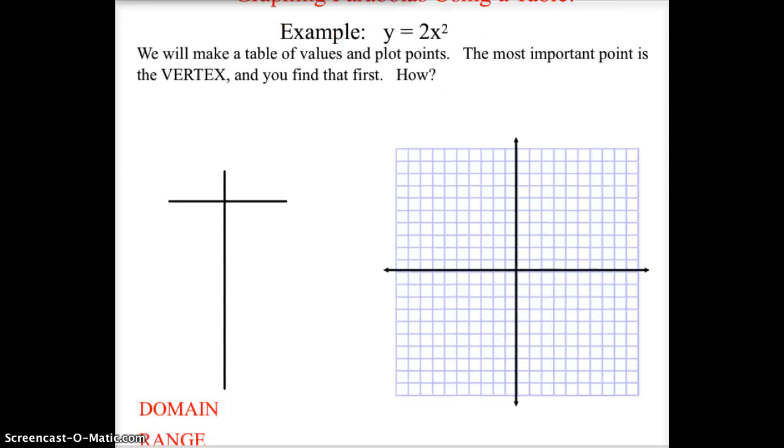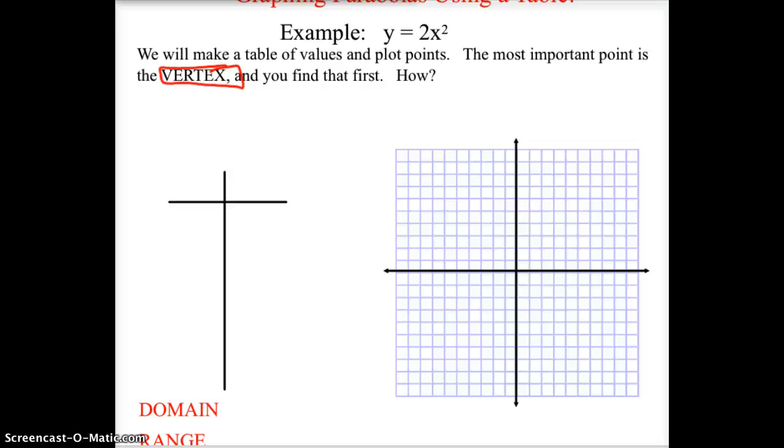So how do we graph them? Well, we make a table of values, and the most important point, obviously, is that turning point, or that vertex, and we need to find it. What we're going to be graphing right now are some simple ones where we're just going to be having y equals ax squared, or ax squared plus c. We're not going to have a b term in there.